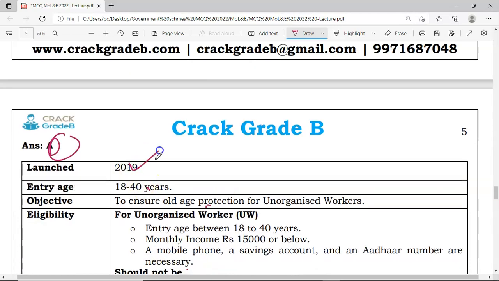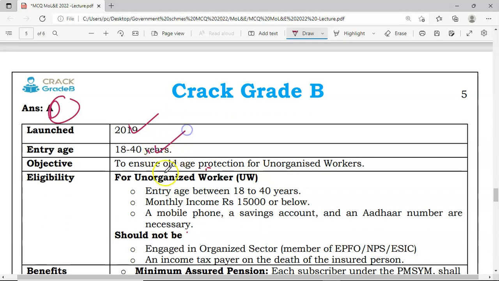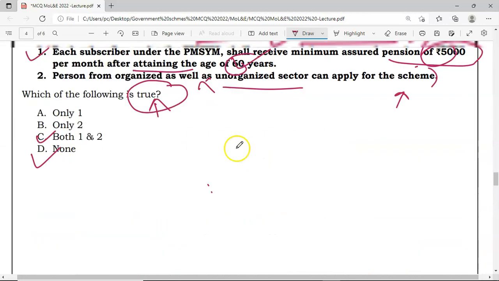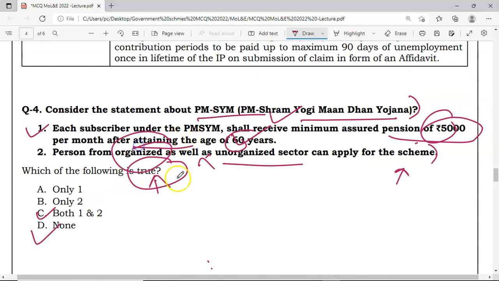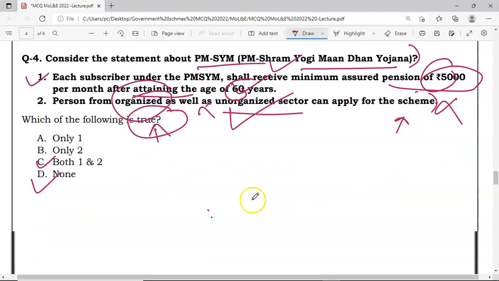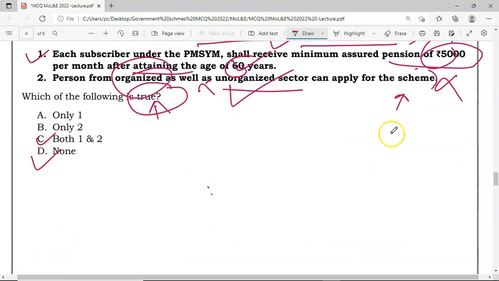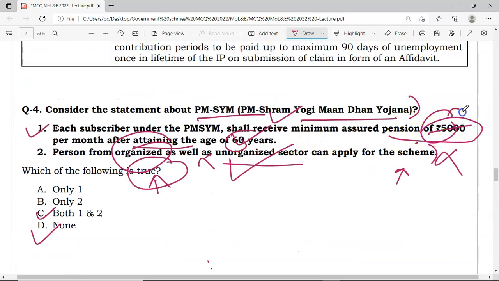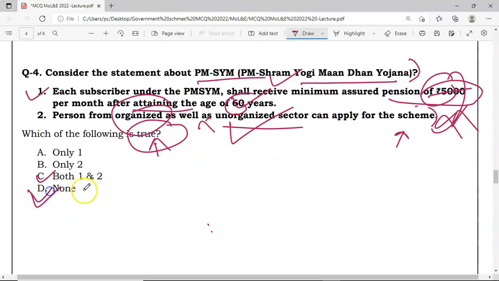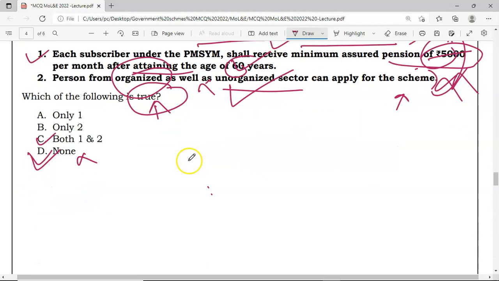It was launched in 2019. Its entry age is 18 to 40 years. It is for the protection of unorganized workers. So it is not for the organized worker, and this option is not true. And the minimum assured pension is 3,000, not 5,000. So both the options are wrong, and the only correct option is D, none of the above options are true.